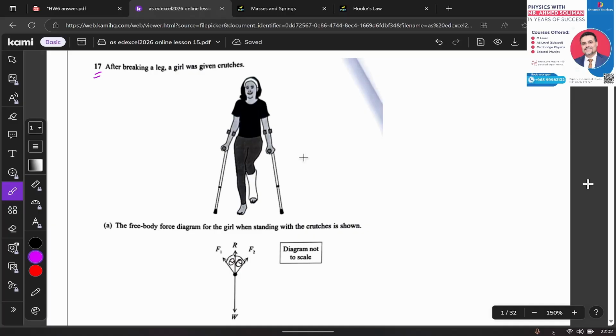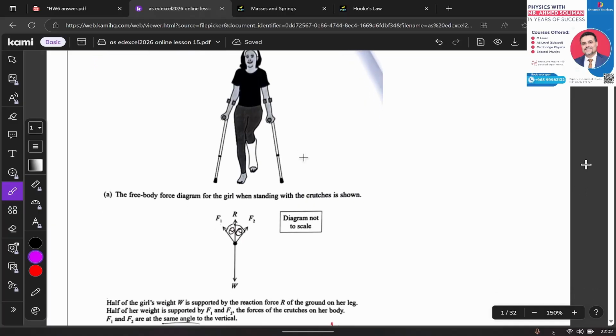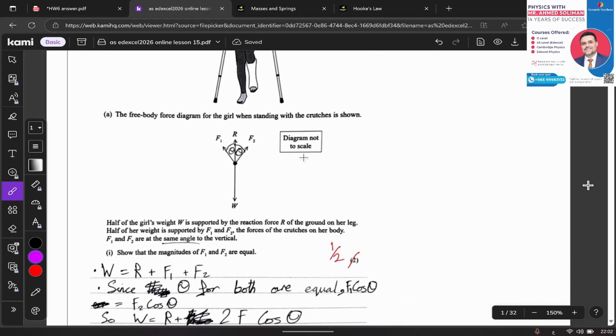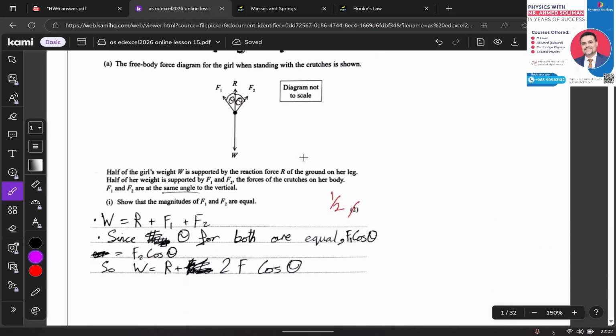Okay. It says after breaking a leg, a girl was given crutches. The free body diagram for the girl when standing with the crutches is shown. Half of the girl's weight W is supported by the reaction force R of the ground on her leg. Half of her weight is supported by F1 and F2. The forces of the crutches on her body, F1 and F2, are at the same angle to the vertical. Show that the magnitudes of F1 and F2 are equal.